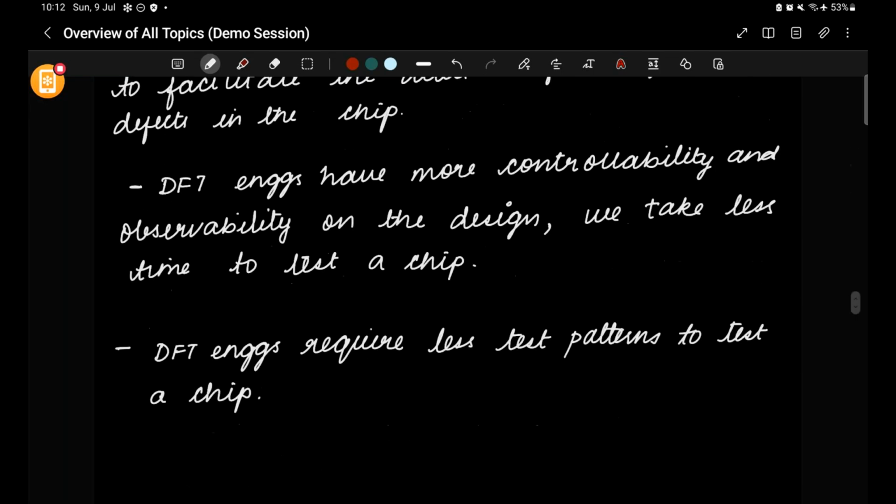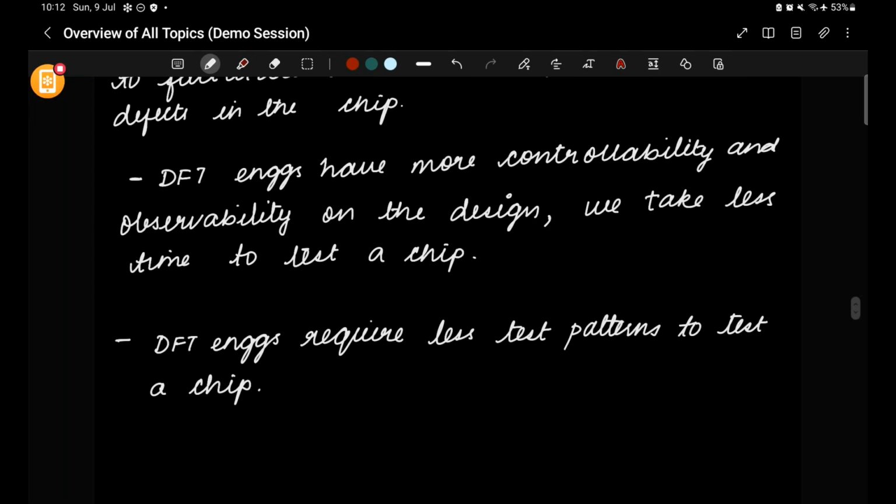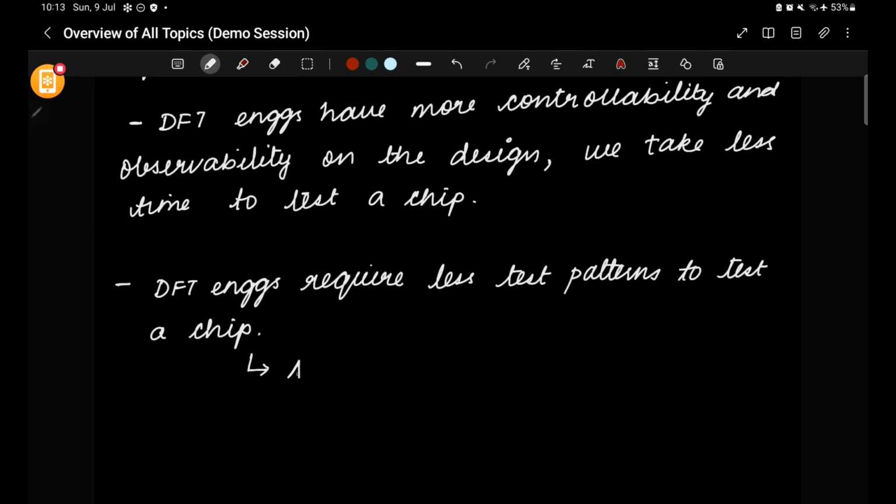In order to justify this fourth statement, what you can say is, if we consider the example of an AND gate, as we know by fault simulation, we would have seen that for an AND gate, we need only these three patterns: 0 1, 1 0, and 1 1. These three patterns detect all the faults.